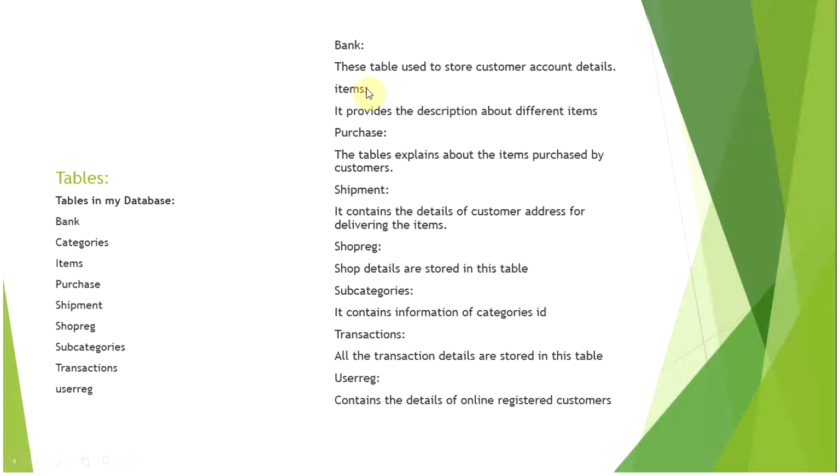The bank table is used to store customer account details, and the items table stores the different items that are available in shops. The purchase table contains all the data of a customer's purchased items, and shipment contains the details of the customer address to deliver items. Shop registry contains the details of the shops, and subcategories contains information of category IDs. The transaction table contains the details of customer transactions, and user registry contains the details of online registered customers.